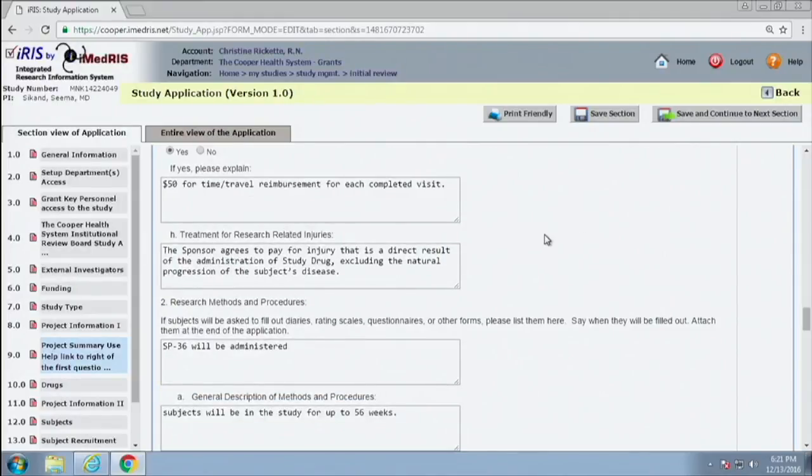So, treatment for research-related injuries. If it's a sponsored trial, Barbara Cruz will have the contract. It should match the contract, the consent, and the application. Subject injury should be the same in all 3 places.